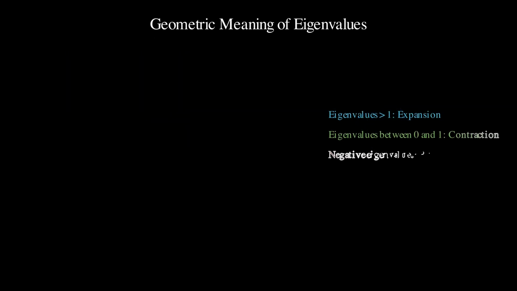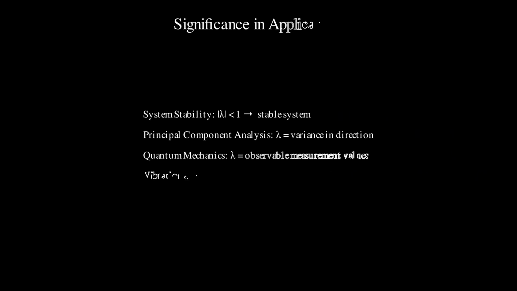In summary, eigenvalues tell us how a transformation affects space. Values greater than 1 cause expansion, values between 0 and 1 cause contraction, negative values cause reflection, and complex values cause rotation combined with scaling. The values of eigenvalues have profound significance in applications.